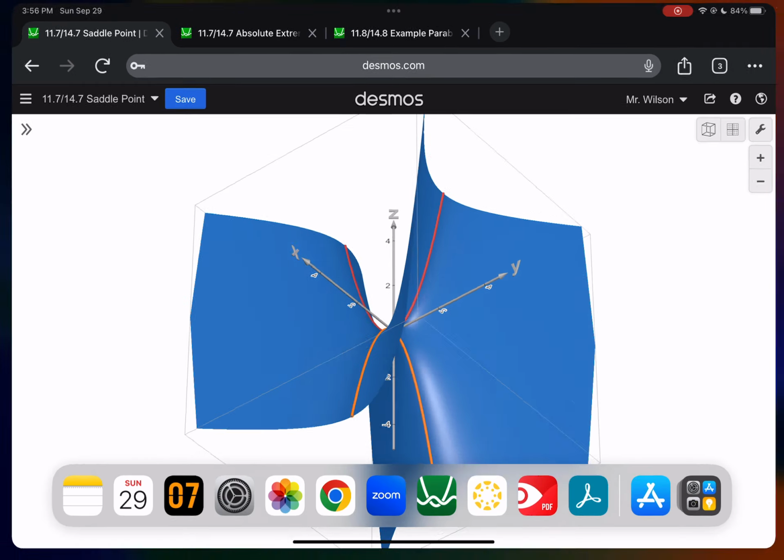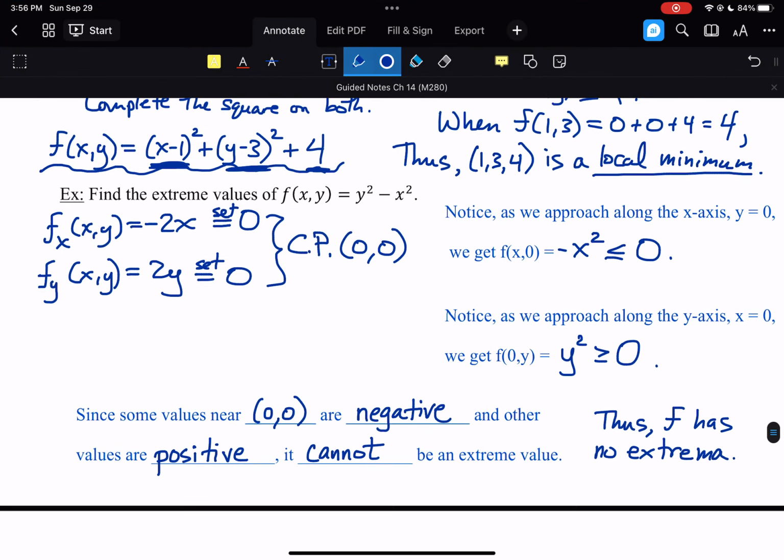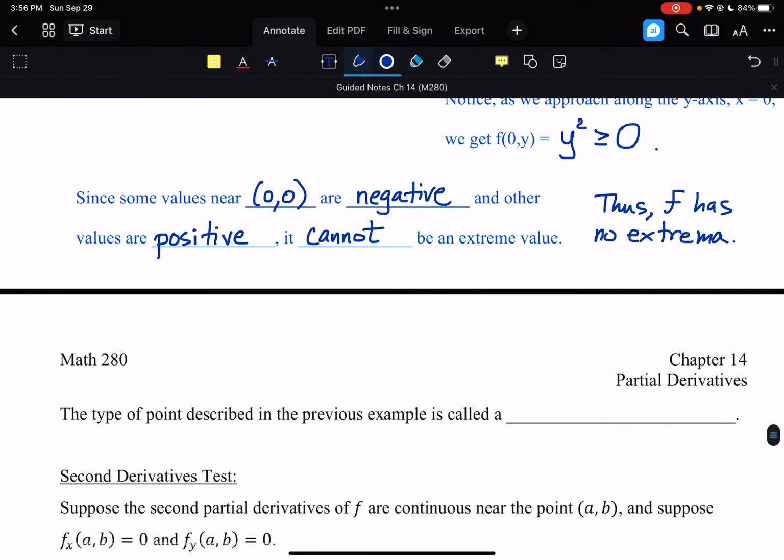So if we go to the top of the next page, the type of point described in this previous example is called a saddle point. Saddle points are essentially the higher dimensional version of neither. So we have this as a possible outcome now in these local extrema tests. We could get a case where it is neither a max nor a min, and it ends up being a saddle point.